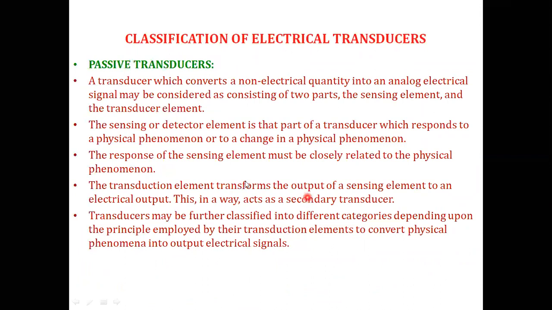Next is a continuation of passive transducers. A transducer which converts a non-electrical quantity into an analog electrical quantity may be considered as consisting of two parts: the sensing element and the transduction element. The sensing or detector element is that part of a transducer which responds to a physical phenomenon, or to a change in the physical phenomenon.